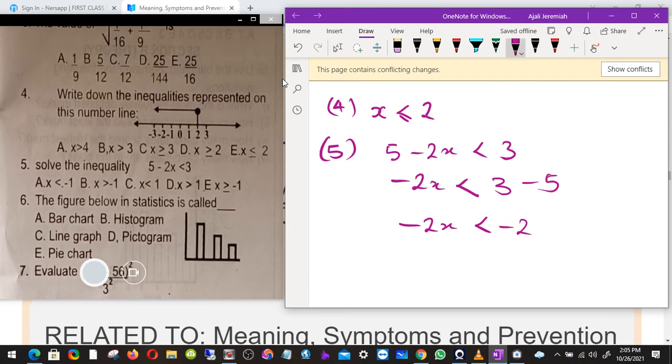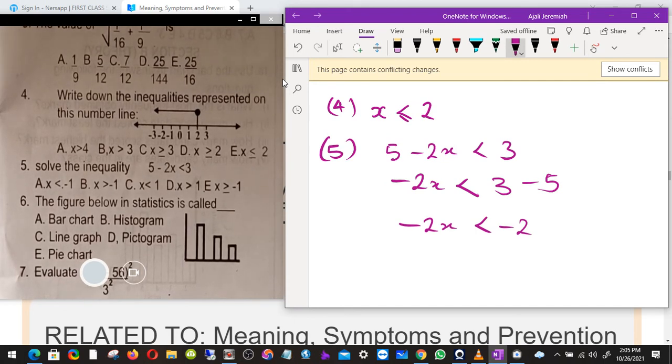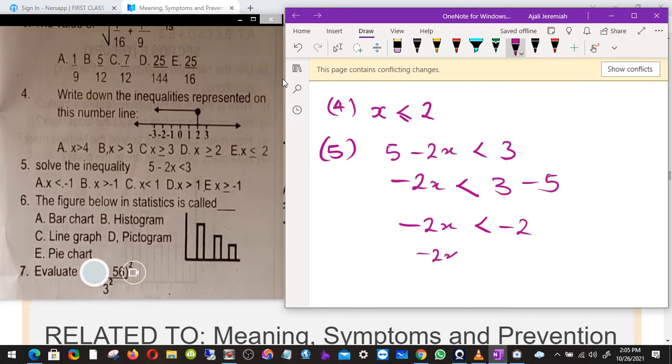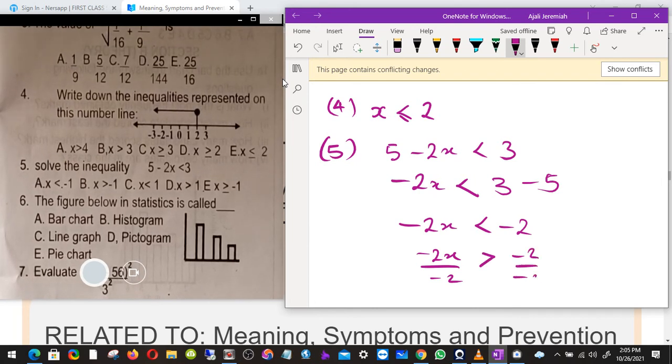You divide both sides by what? When you divide an inequality by a minus, the sign must change. So if you divide both sides by minus 2, this will be minus 2x over minus 2. The sign will change from less than to what? Greater than minus 2 over minus 2. Minus 2 cancels minus 2. x is now greater than what? x is greater than 1. You see that?